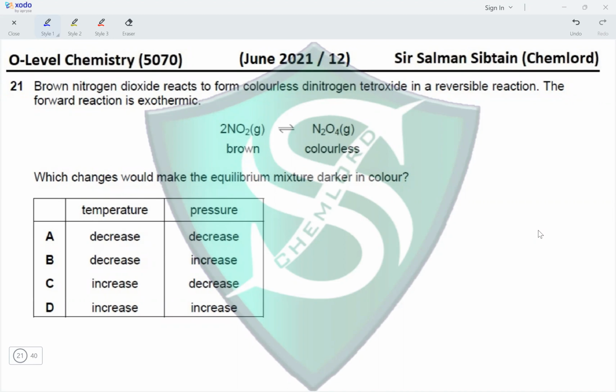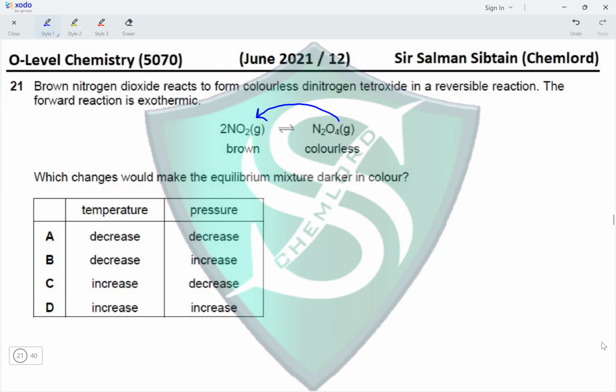Brown nitrogen dioxide reacts to form colorless dinitrogen tetraoxide in a reversible reaction. The forward reaction is exothermic. Which changes would make the equilibrium mixture darker in color? In order to make the equilibrium mixture darker in color, we need to shift the equilibrium backwards.